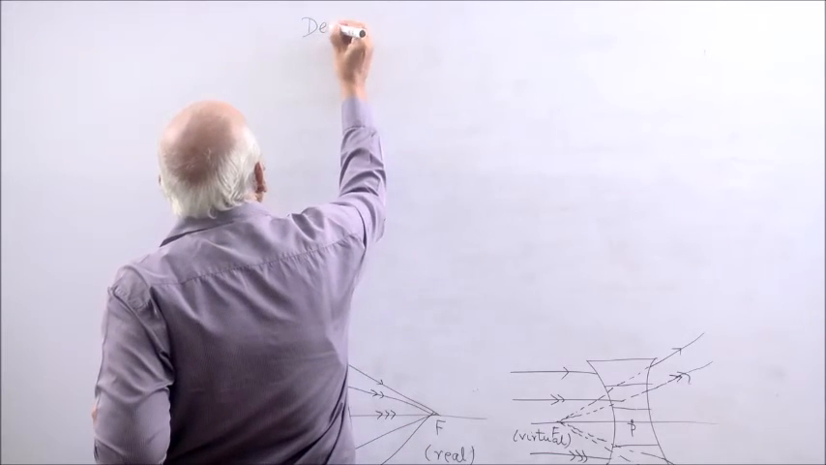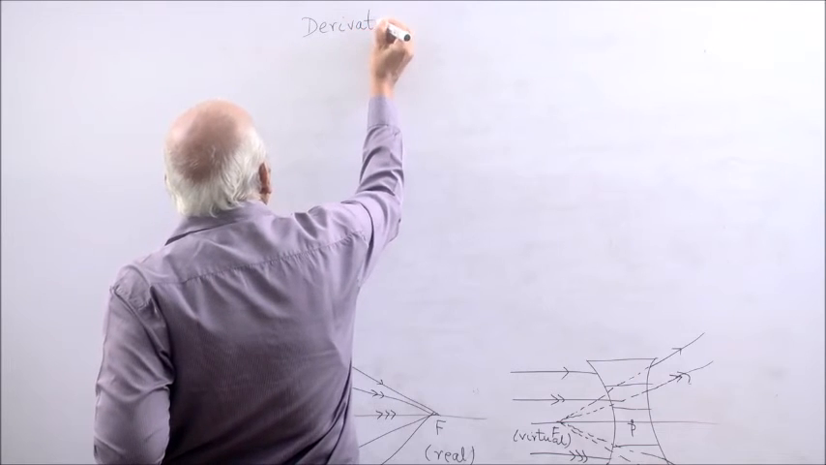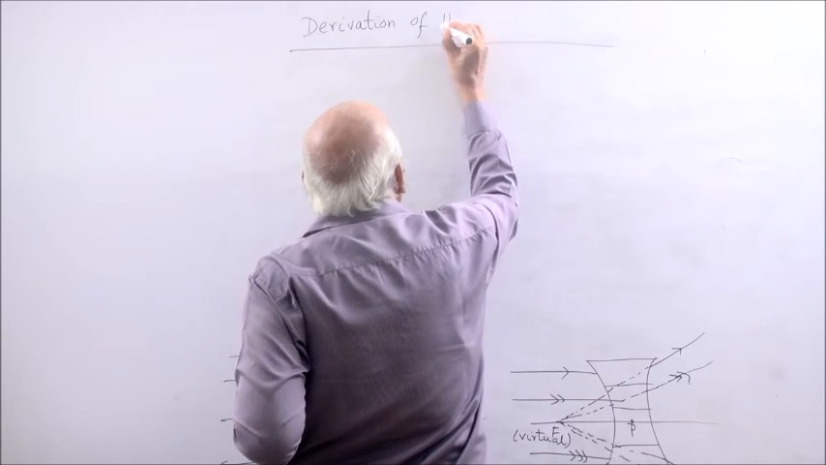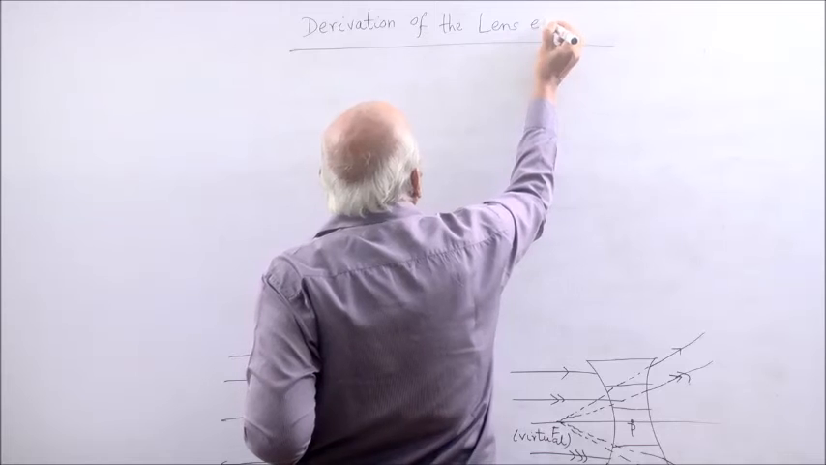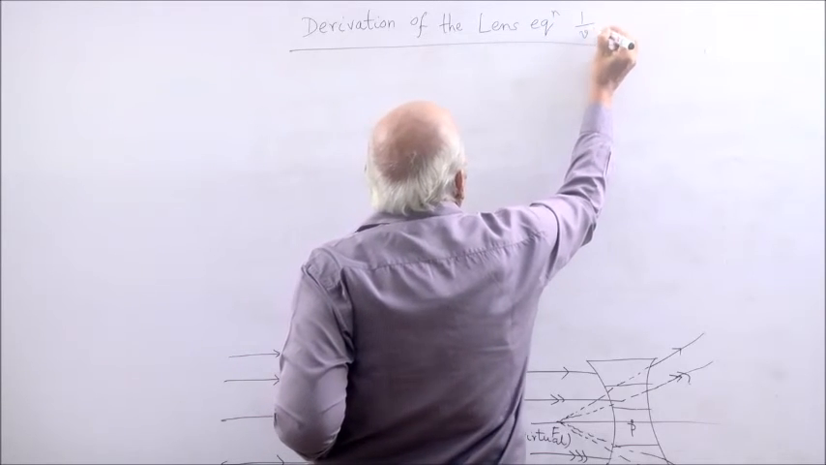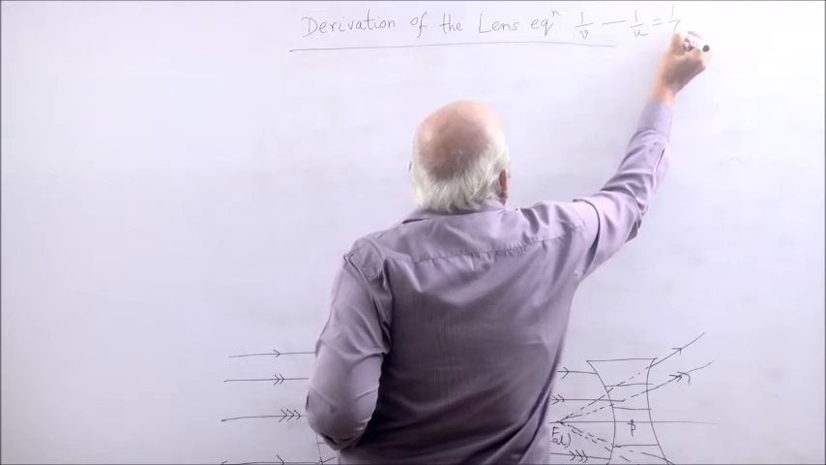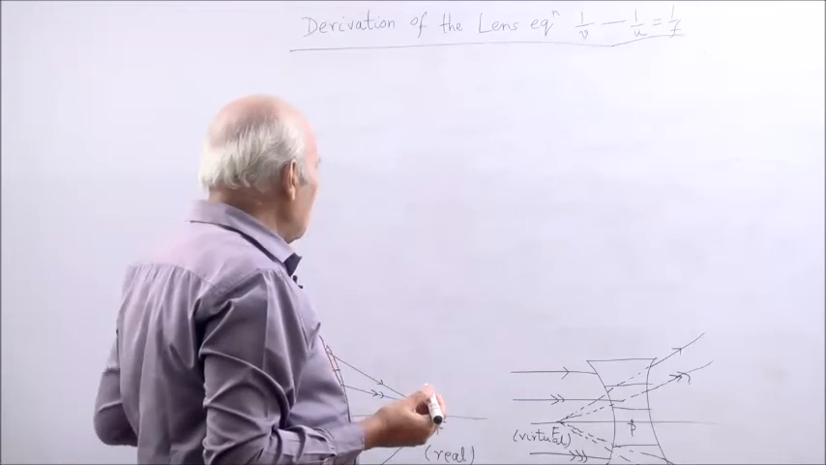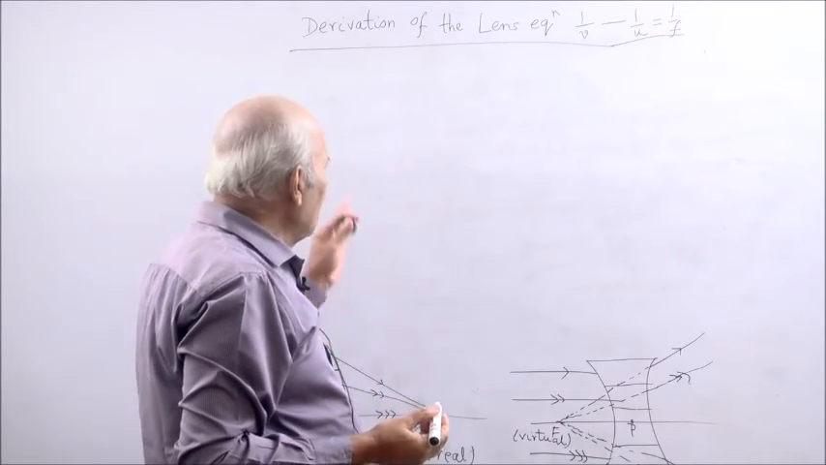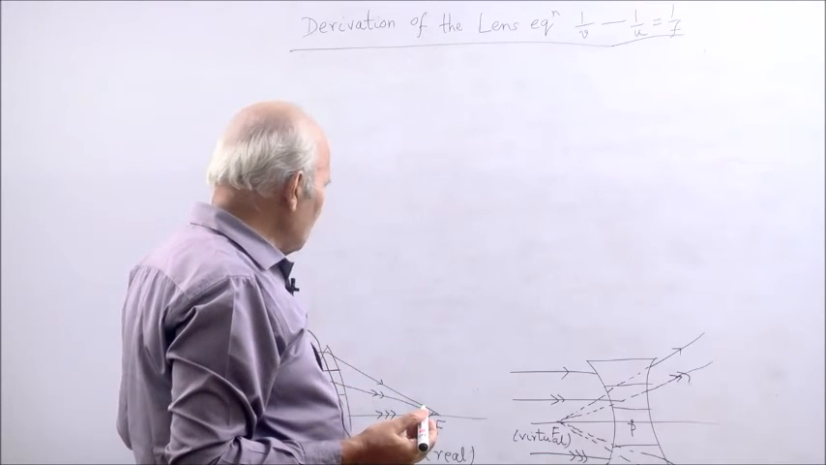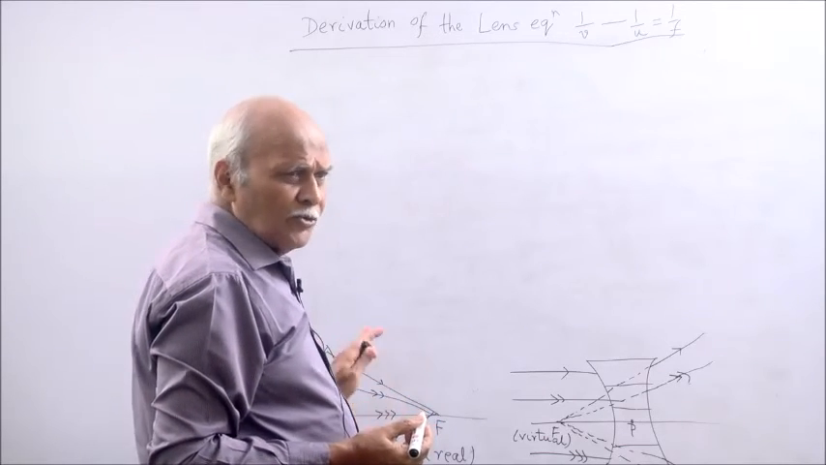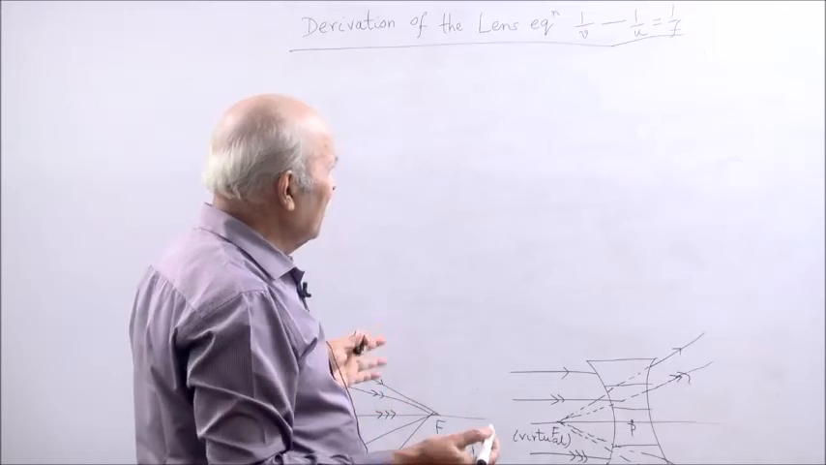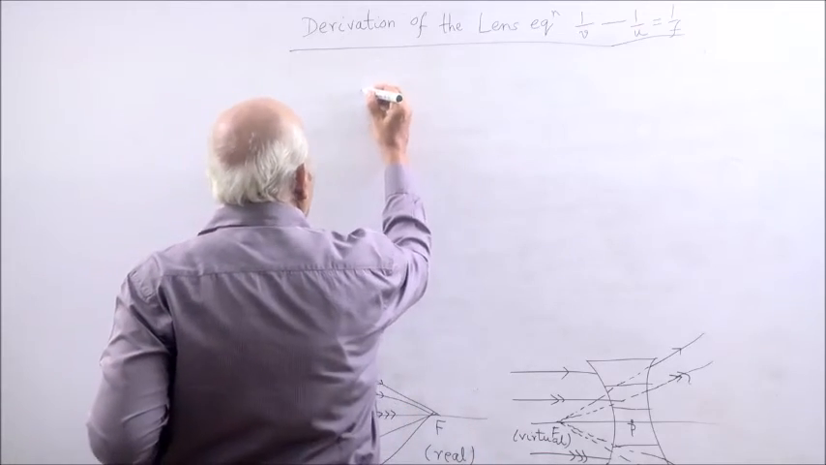So, derivation of the lens equation: 1 by V minus 1 by U is equal to 1 by F. Just like in mirrors it was 1 by V plus 1 by U, but here it is 1 by V minus 1 by U, and there are also three cases. Just like convex lens producing real image, convex lens producing virtual image, concave lens always producing virtual image. So, we can take one case and the other things can be done just like that.